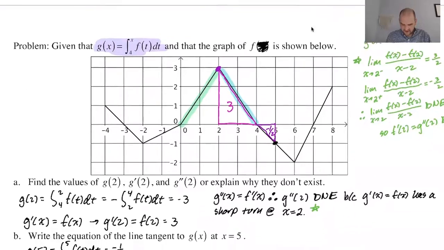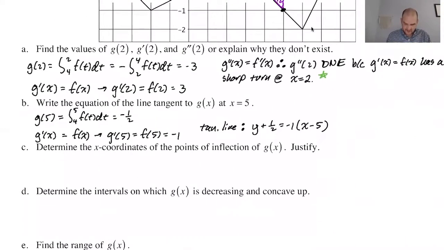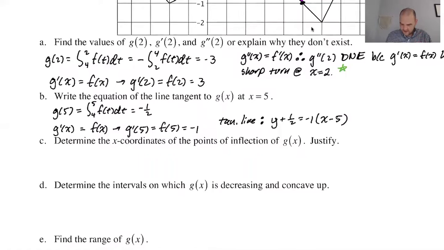We already figured out these parts, and now what we want to do is determine the x-coordinates of the points of inflection of g of x. Since we're given the graph of f, I would like to base my explanation on the graph of f. So let's see how we can do that.